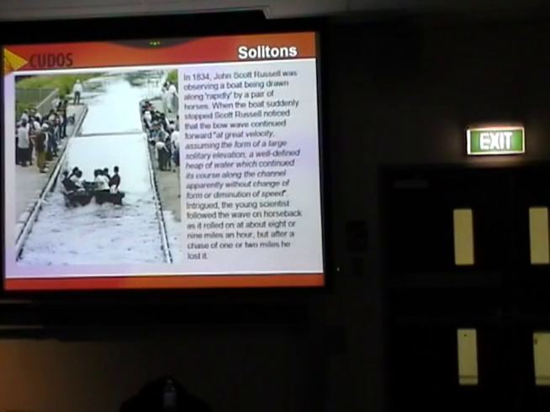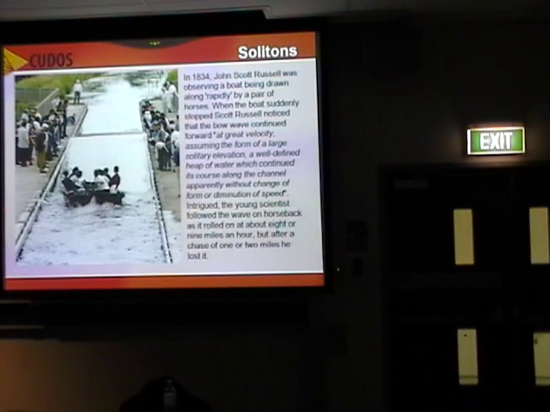Well, it turns out the concept of a soliton has been around for a long time. And I often like to remind everyone that they were first observed in 1834 by John Scott Russell. And the story is he was observing a boat being drawn along rapidly by a pair of horses, but the boat suddenly stopped. He noticed that the bow wave continued forward at great velocity, assuming the form of a large solitary elevation. Solitary is sort of the same as soliton, a well-defined heap of water which continued its course along the channel, apparently without change of form or diminution of speed, a word I don't use frequently.